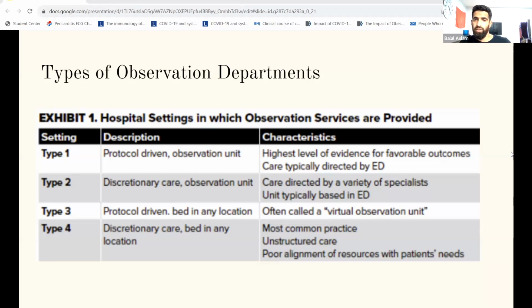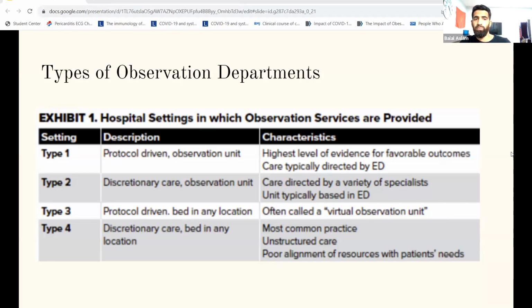Type 2 units offer discretionary care. They also are in a dedicated OBS unit. By discretionary care, I mean they don't follow a specific set of protocols. These units are referred to as open units because doctors from various specialties can place patients on OBS in these hospitals. A disadvantage of this type of unit is that it can be hard to coordinate care with a variety of different providers as opposed to having a smaller dedicated group.